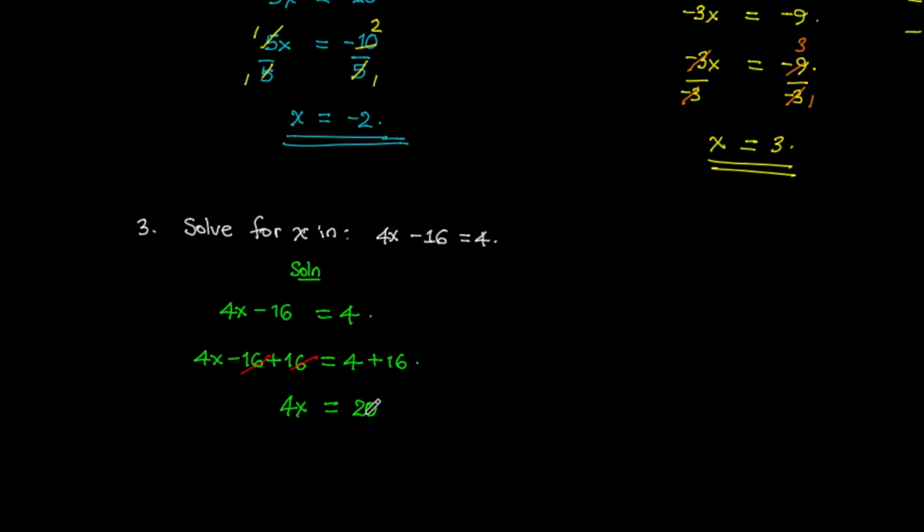Now let's rewrite this before we divide. So 4x equals 20. Then we divide both sides by 4. The 4 will cancel, and 20 divided by 4 gives 5. And then finally, our x equals 5. If you have got something similar to this, give yourself a thumbs up and thank you for trying.